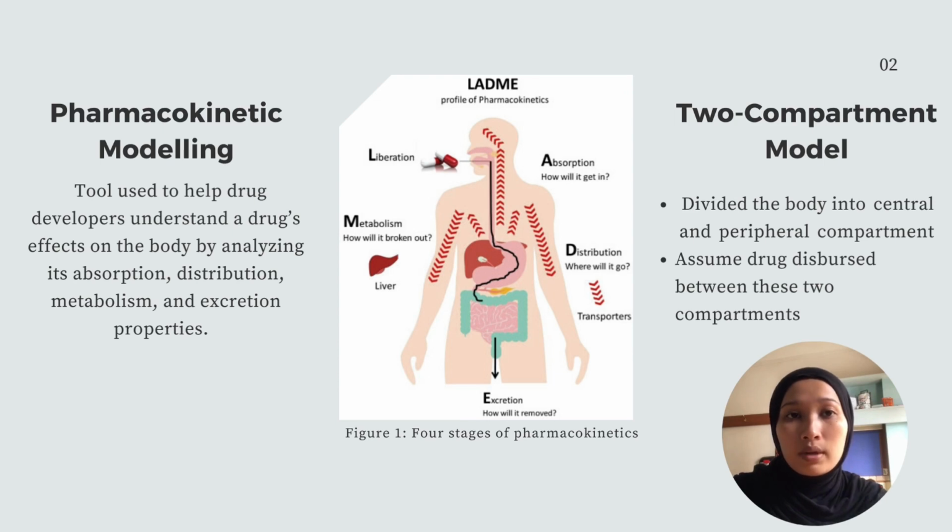The pharmacokinetic two-compartment model divides the body into a central compartment, which includes well-perfused organs, and a peripheral compartment, which consists of skin, muscle, or tissue, where distribution of drugs is much slower. This study aims to develop a two-compartment pharmacokinetic model to better understand the route of drugs that are orally administered into our body.